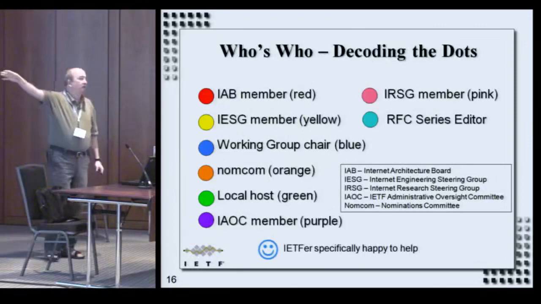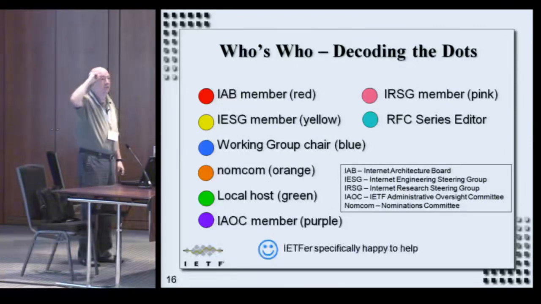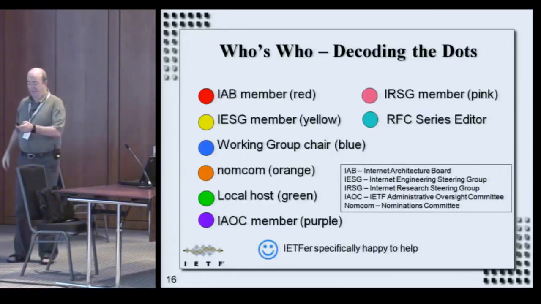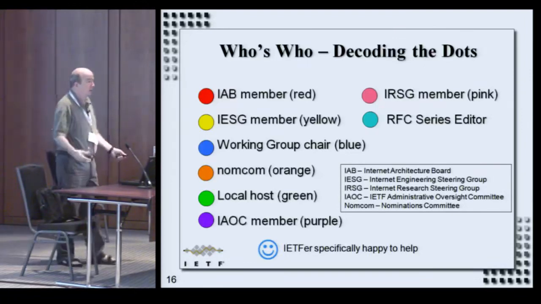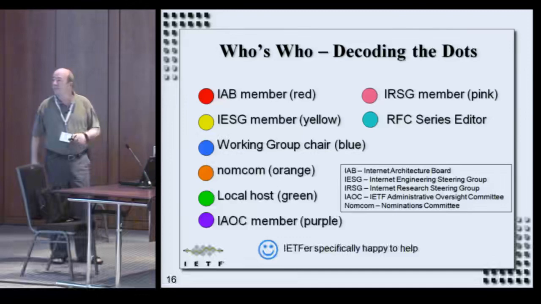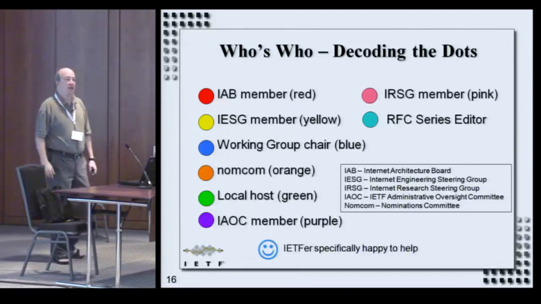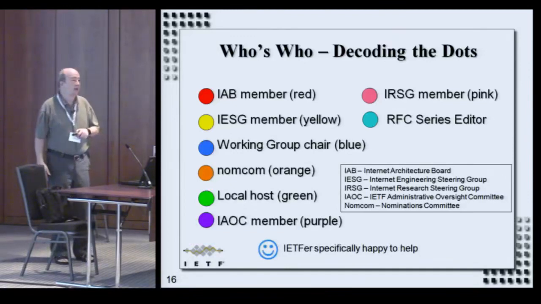So walking the halls, you're going to see a bunch of people with dots on their badges. Mostly, you're not going to interact with a lot of these folks. Internet Architecture Board, IESG, these are the area directors. Working group chairs are probably the people you're going to see the most of because you'll be sitting in working groups. We self-select our managers, our Internet Architecture Board and our area directors through this thing called the Nominations Committee, a NomCom.